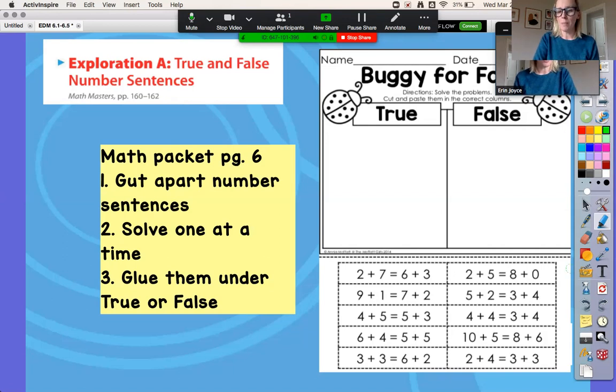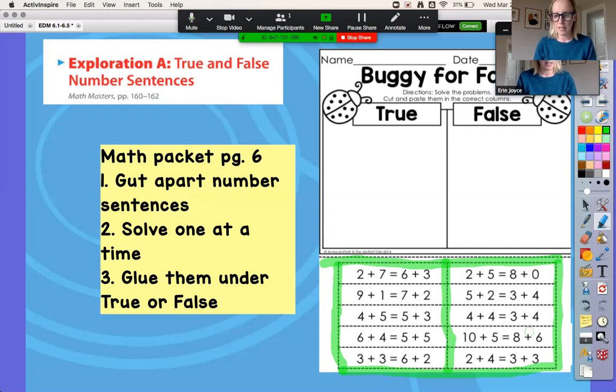And your first job is going to be to cut apart, like cut around this dotted line here, up at the top. You guys know the drill, first cut all the way around, right? Do that part first, all the way around, and then you're going to go back and cut down the middle. And then lastly, you'll cut across your strips. So you'll end up with 10 individual strips. And on each of them, there is a number sentence.